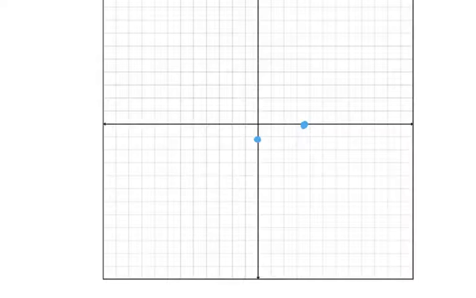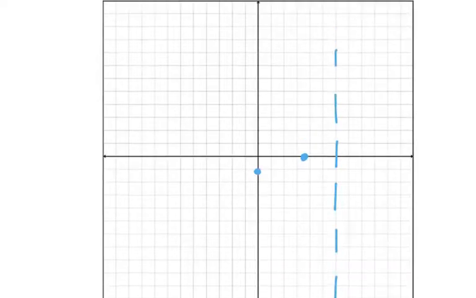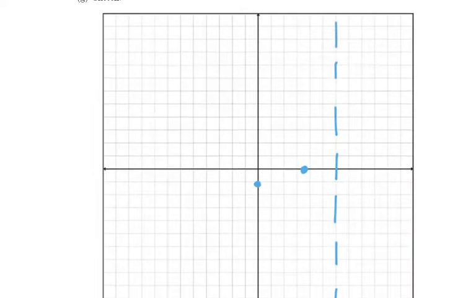So our first asymptote, I guess I should say vertical. Our vertical asymptote was at x equals 6. So that's going to be right here. So I'm going to draw it in as a dashed line to show that it's not our function, it's an asymptote. And then our horizontal asymptote was at y equals -2.